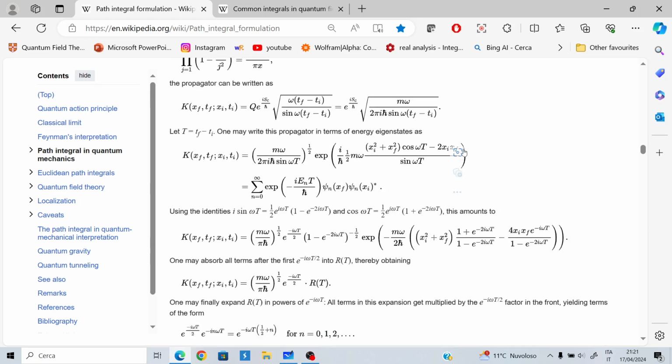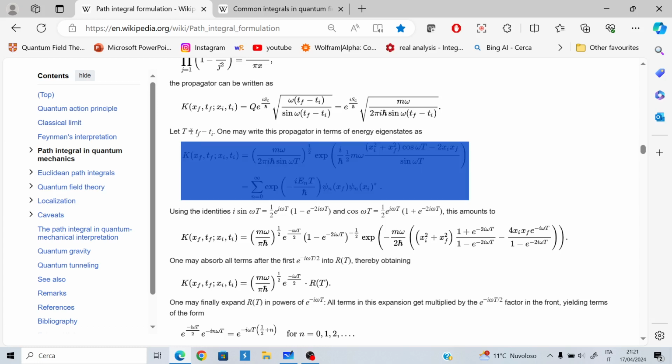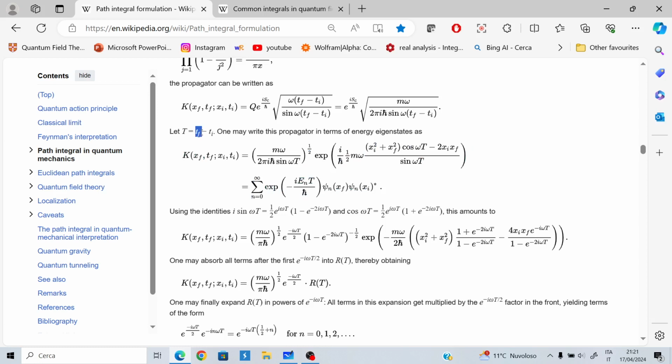And then once we do this, we can write this expression you can see here, and then we see another expression written by Wikipedia. This is a summation over n from 0 to infinity of this exponential of minus i E_n t over h bar, where t is the difference between the final instant and the initial instant of time. And then we have psi_n, which are wave functions.